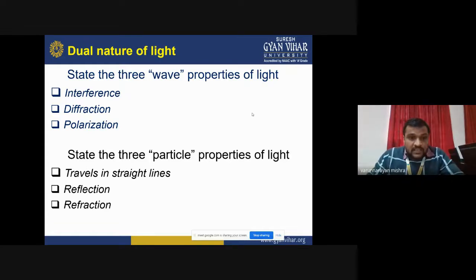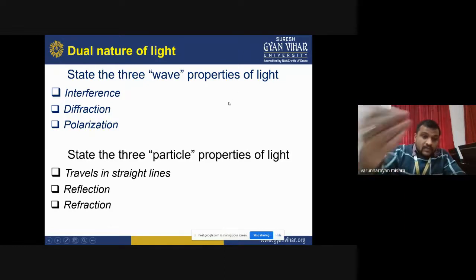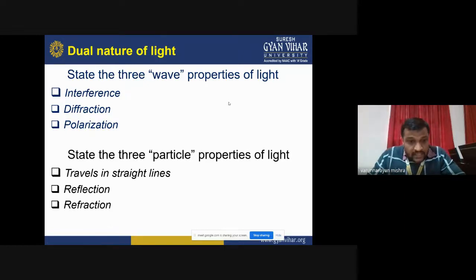These three properties state that interference, diffraction, and polarization are wave characteristics of light, whereas the particle properties of light are based on travelling in a straight line, reflection, and refraction. Reflection and refraction are very important in remote sensing, and at the same time polarization is very useful for microwave remote sensing.